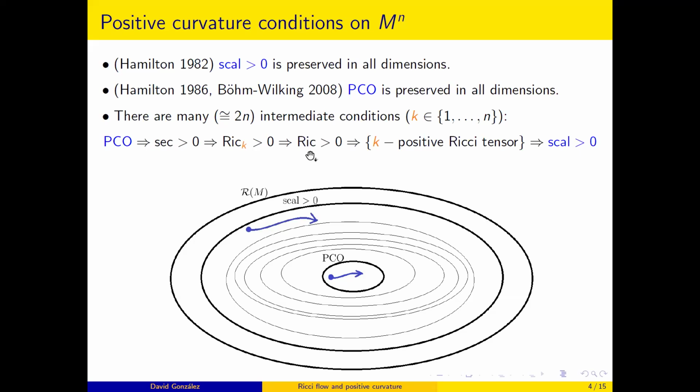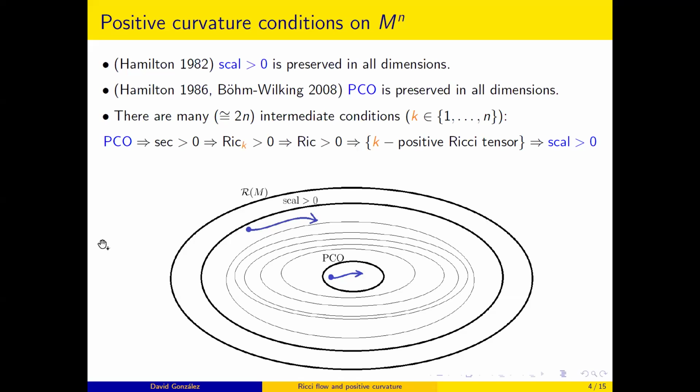Then we have the classical positive Ricci. Then we have another set of n conditions called K-positive Ricci tensor. So these are n conditions again. And lastly, we have the weakest, positive scalar. So in this picture, we would have a lot of subsets, a nested chain of sets.